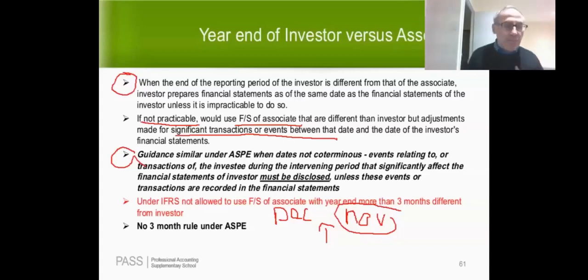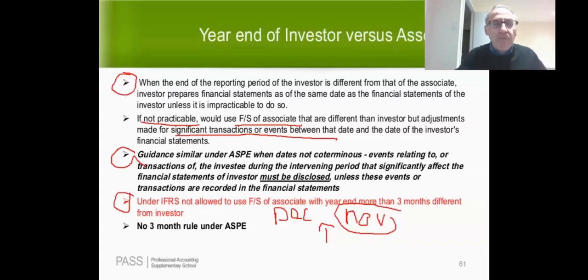Now, IFRS has a special 3-month rule, which does not exist under ASPE. Under IFRS, you're never allowed to use financial statements of an associate with a year end more than 3 months different than that of the parent.